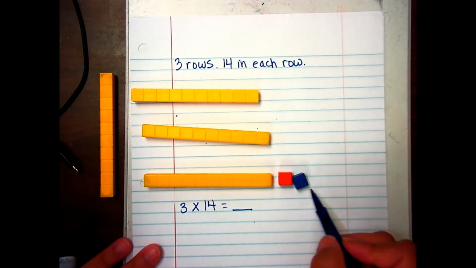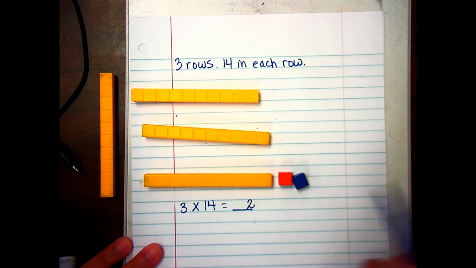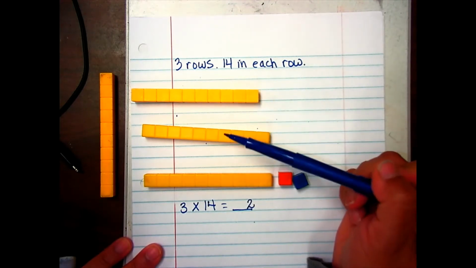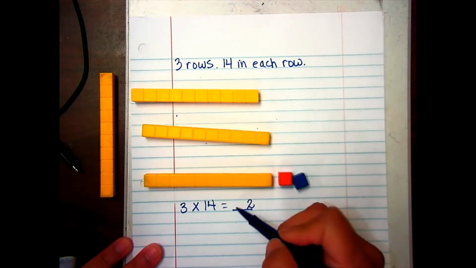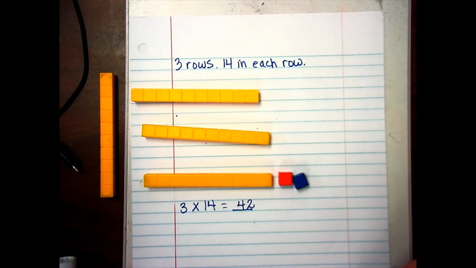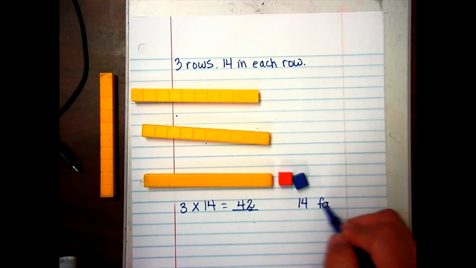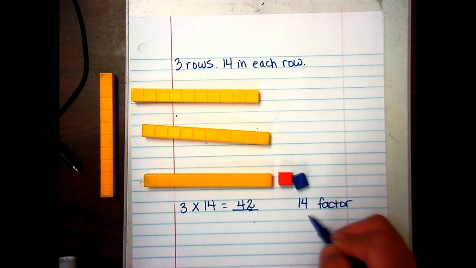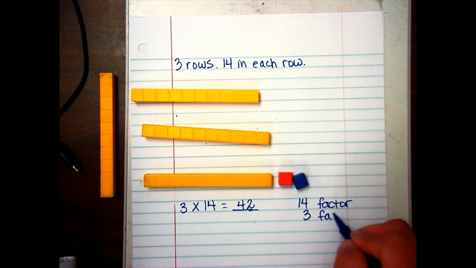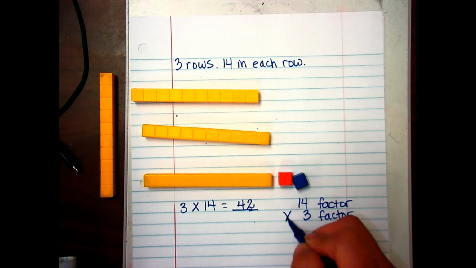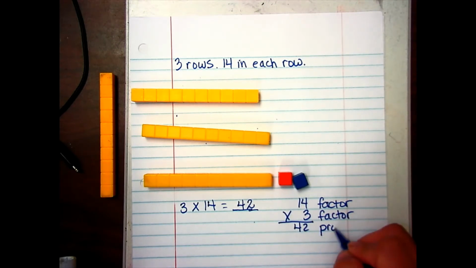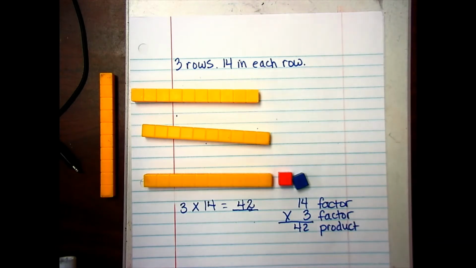So now I have 2 ones. How many 10s do I have? 1, 2, 3, 4 10s. I don't have enough to regroup, so that is my answer. 42 is my product. I can also write it as 14 is my factor, 3 is my factor, and then my answer is 42, and that is my product. Okay, factor, factor, product.